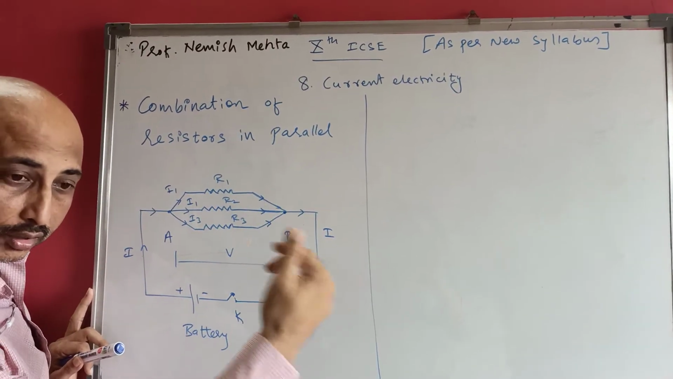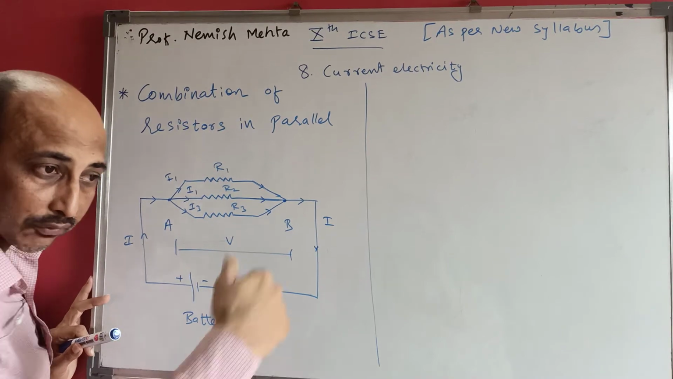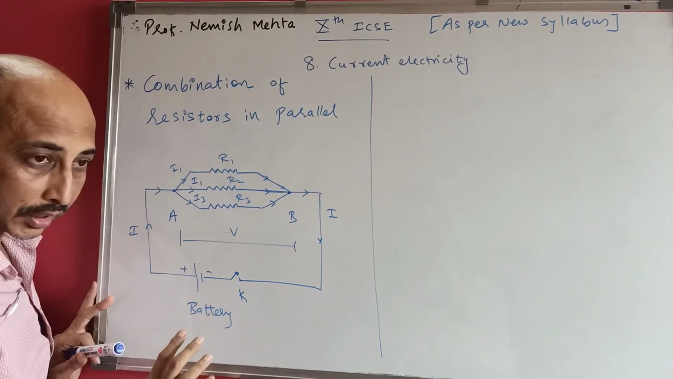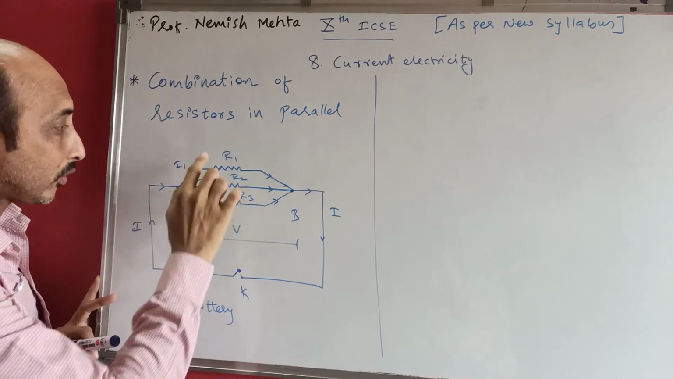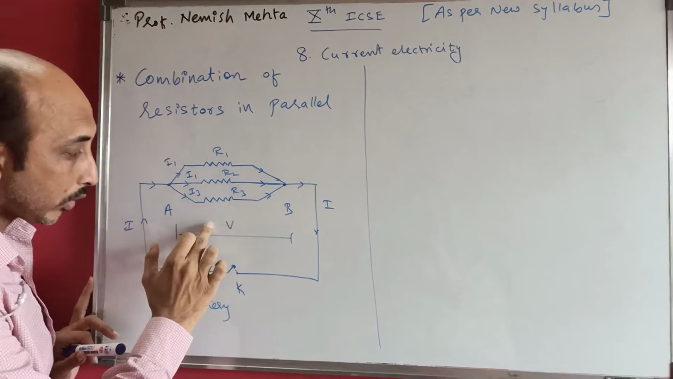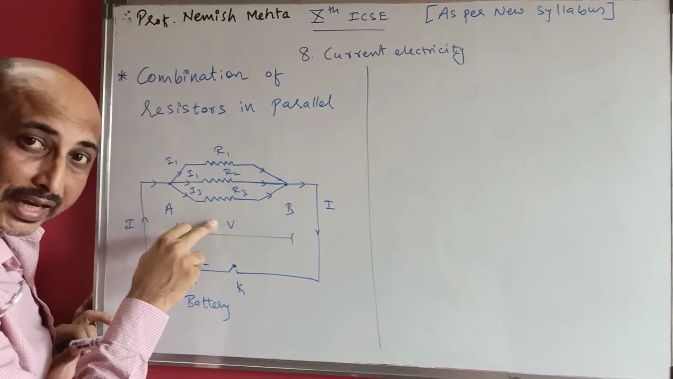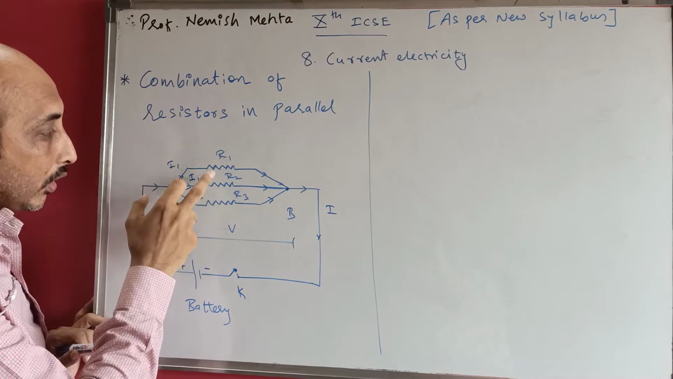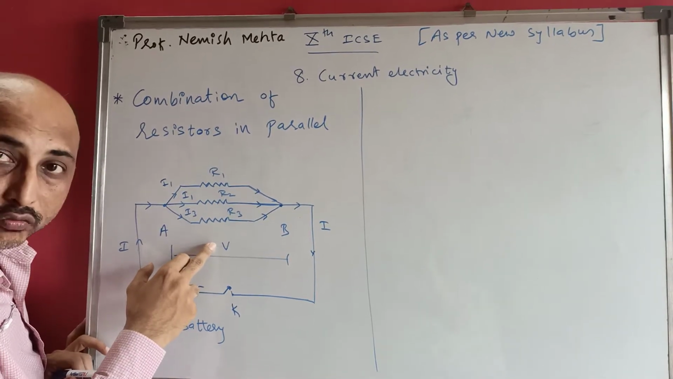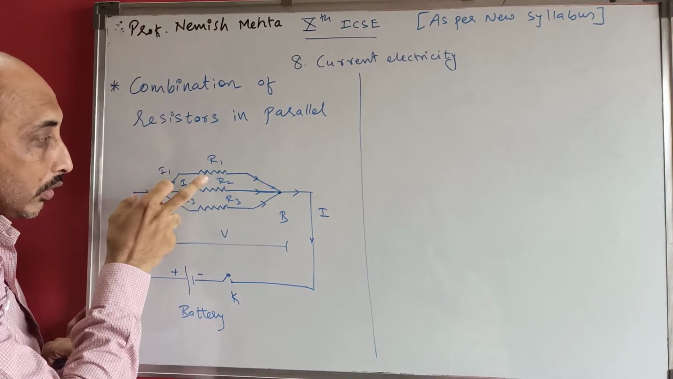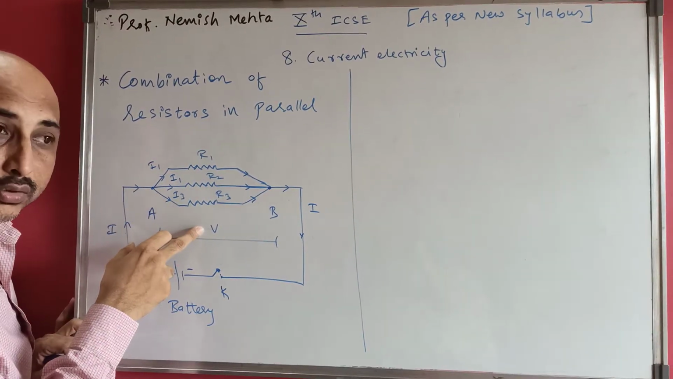One after the other is series, one below the other is parallel. So this is parallel. These two points have three resistances. That means between these two points the potential difference will be the same. So the potential difference of R1, R2 and R3 is equal to V. Getting it? The potential difference of R1, R2 and R3 is always equal to V.